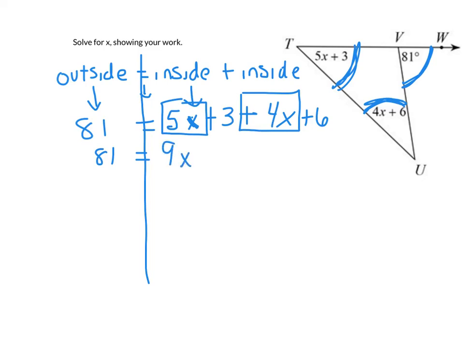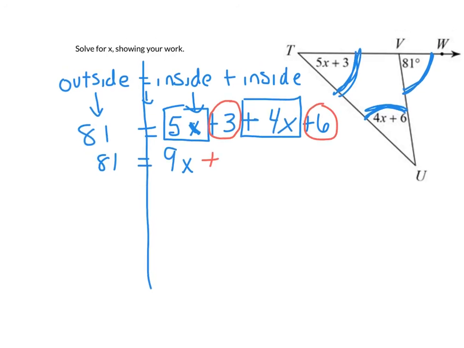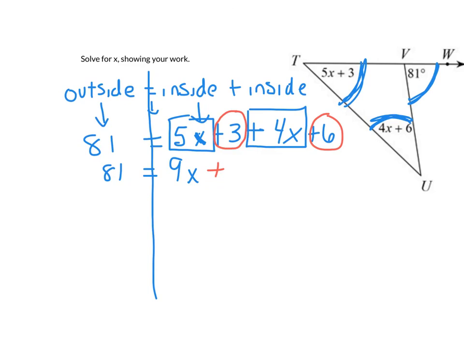All right, if I then look for other like terms, I see a positive 3, which is a plain number, and a positive 6, which is a plain number. I can add those together. 3 plus 6 gives me 9. All right, so now we need to solve it. We're going to get rid of that red 9 first. It's being added, so we undo that by subtracting. 81 minus 9 is 72.